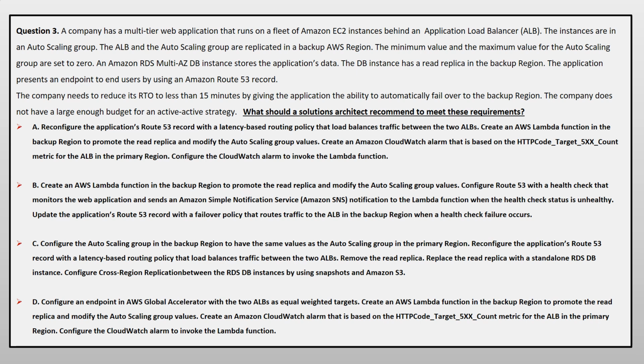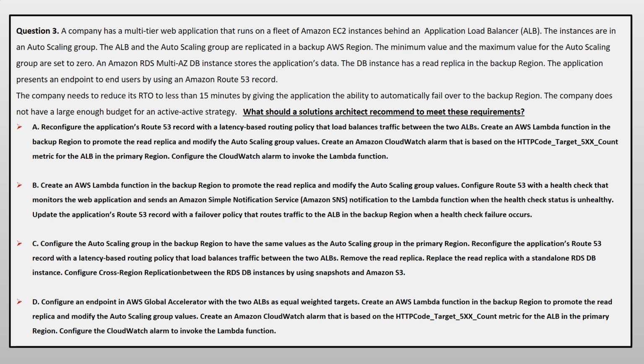Question 3. A company has a multi-tier web application that runs on a fleet of Amazon EC2 instances behind an Application Load Balancer, ALB. The instances are in an Auto Scaling group. The ALB and the Auto Scaling group are replicated in a backup AWS region. The minimum value and the maximum value for the Auto Scaling group are set to 0. An Amazon RDS Multi-AZ DB instance stores the application's data. The DB instance has a read replica in the backup region.